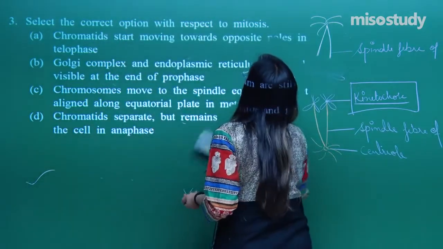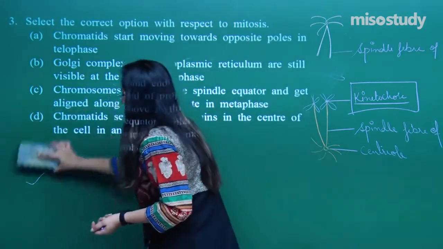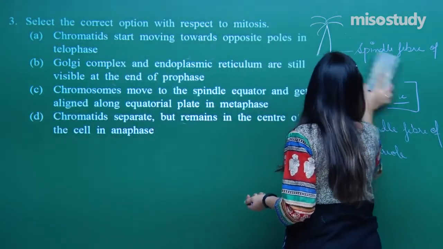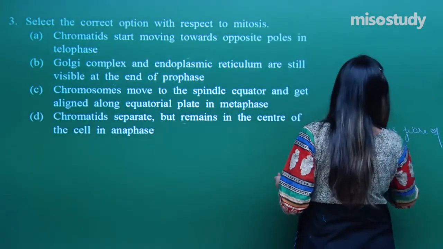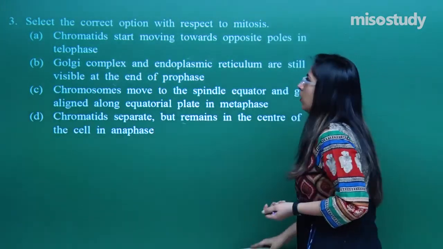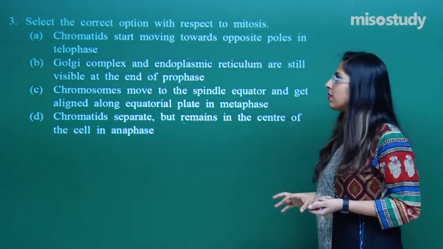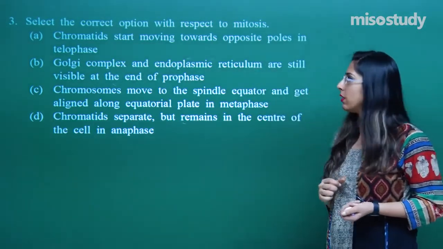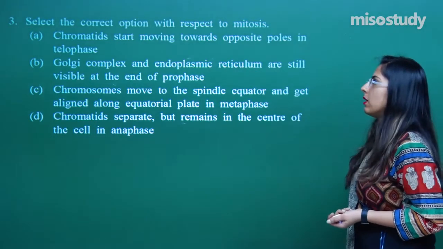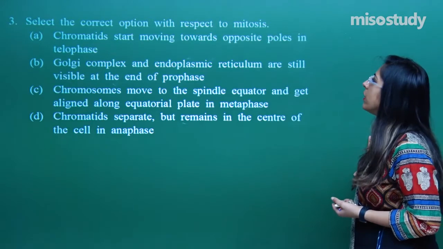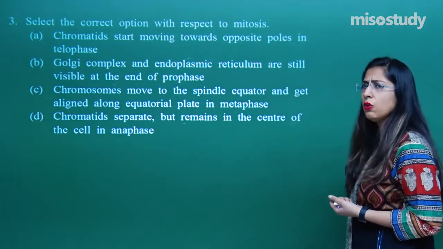Select the correct option with respect to mitosis. We are discussing mitosis. That means we are discussing somatic cells. Let's explore the options. Option A states chromatids start moving towards opposite pole in telophase.